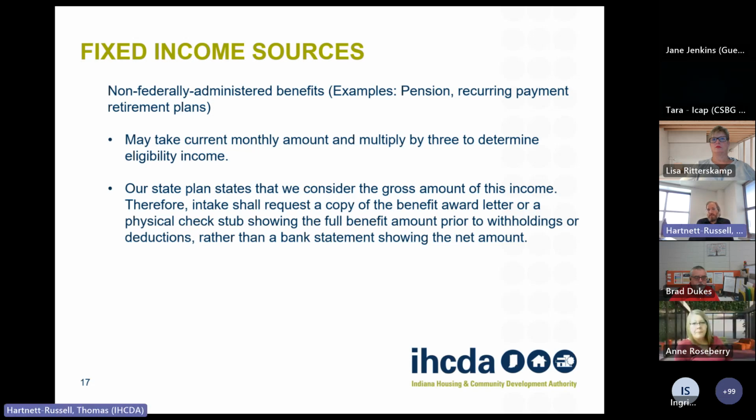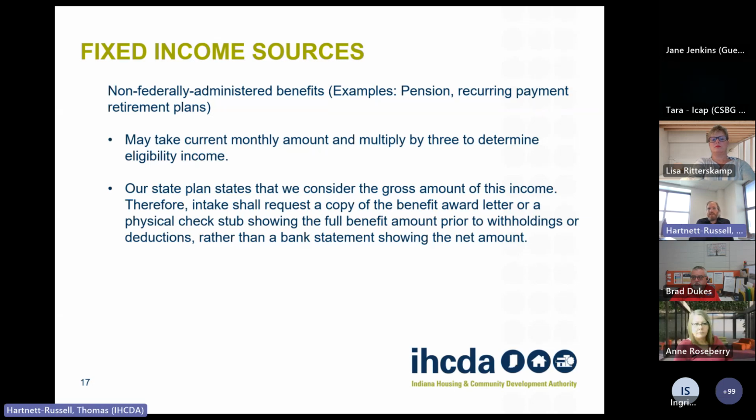So if you get the bank statement and it is a non-federal benefit, it can vary. A lot of them, what they're receiving is the gross, and taxes are not deducted from them up front. But with some of them, they are. So intake should be requesting that confirmation and documentation of that if the applicant is submitting a bank statement for that.